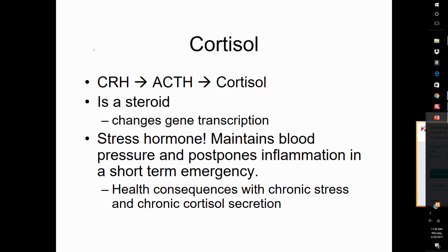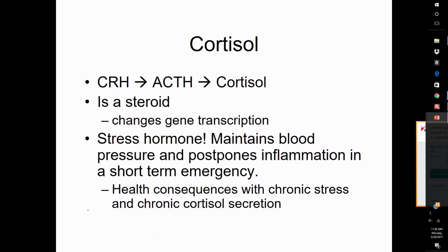Okay, let's look at the regulation of cortisol. We have CRH from the hypothalamus, which leads to ACTH from the anterior pituitary, and cortisol from the adrenal gland. So cortisol is a steroid, and it works through gene transcription, and it's mainly a stress hormone. So when we get stressed out, we produce cortisol, and that makes sure that our blood vessels maintain our pressure, and it makes sure we have enough nutrients to withstand the stress. So it helps us deal with stress.